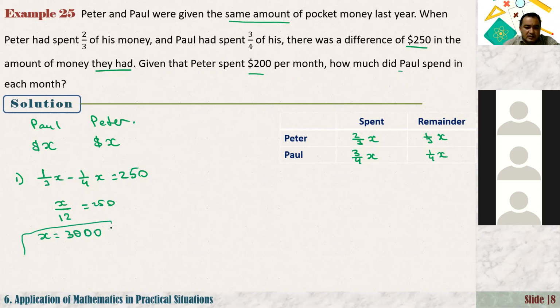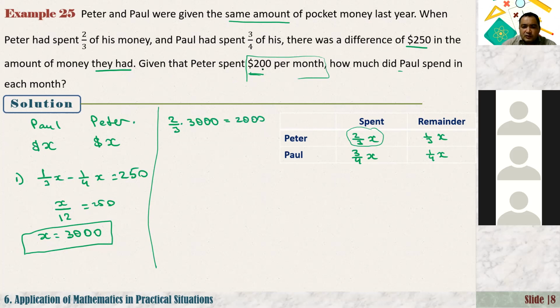So each boy received $3,000 from their parents to spend in 1 year. That is their allowance or pocket money, right? Given that Peter spent $200 per month, how much did he spend within this time? Peter spent 2/3 of his money, so 2/3 of $3,000 is $2,000. If he spent $200 per month, he spent this money in 10 months, okay?